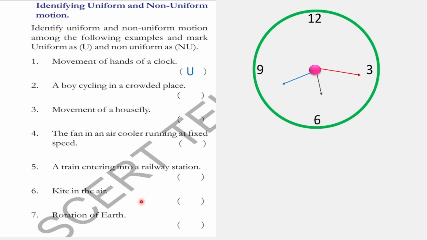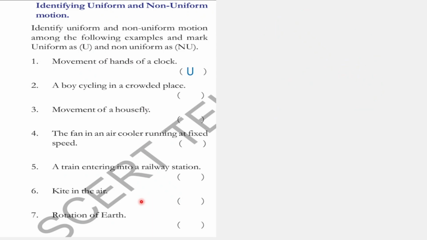Next, a boy cycling in a crowded place. He has to change his speed, so it is a non-uniform motion. Next, movement of a housefly or any insect. It is a non-uniform motion. The fan in an air cooler or the blades of a ceiling fan at a fixed point. The blades move in uniform motion.